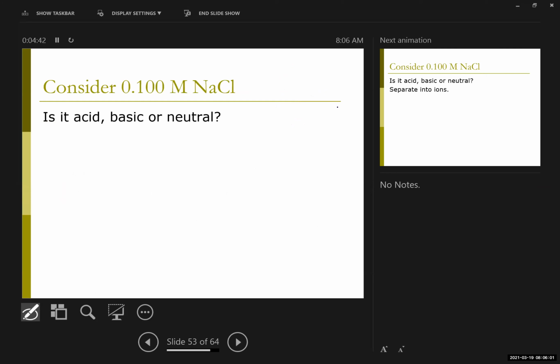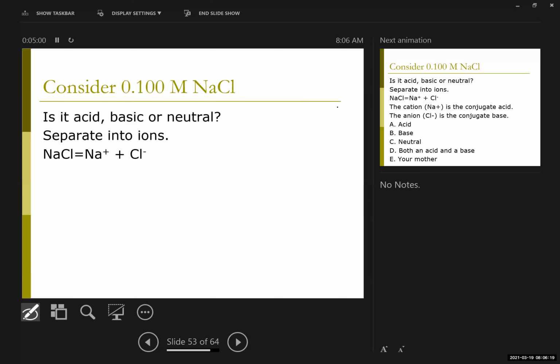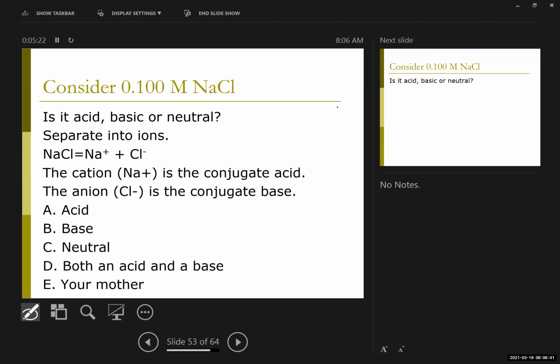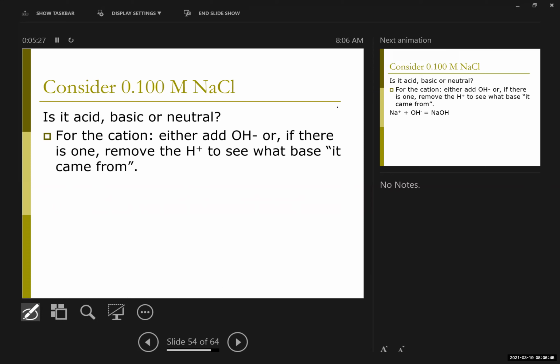So sodium chloride, there's the salt, table salt. Again, if it's dissolved in water, which this is because it's a solution, 0.1 molar, the first thing I do before anything else is separate it into ions, which means I don't really have sodium chloride. I have sodium and chloride ions, which are separate. And again, technically, sodium ion is an acid, even though it has no proton, because it's in water. Chloride is a base. For the cation, I'm either going to add hydroxide or remove a proton if I have one. Since it's sodium and it doesn't have a proton, I'm going to add as many hydroxides as it takes to be charge neutral, which in this case is just 1. And so sodium ion is the conjugate acid of sodium hydroxide.